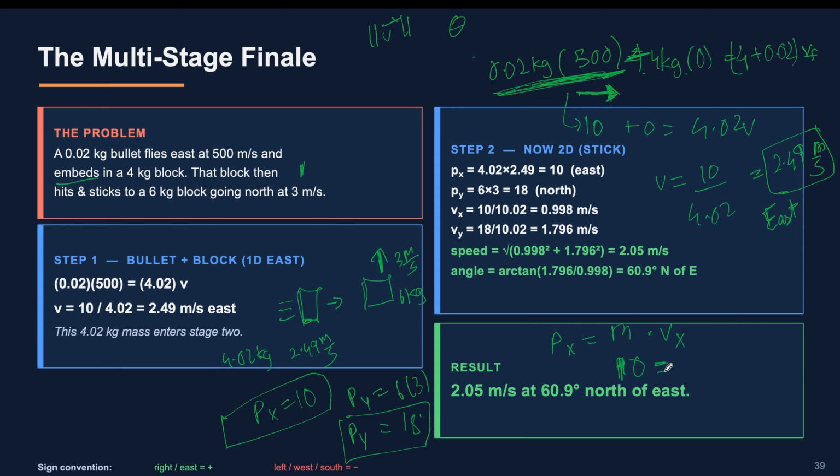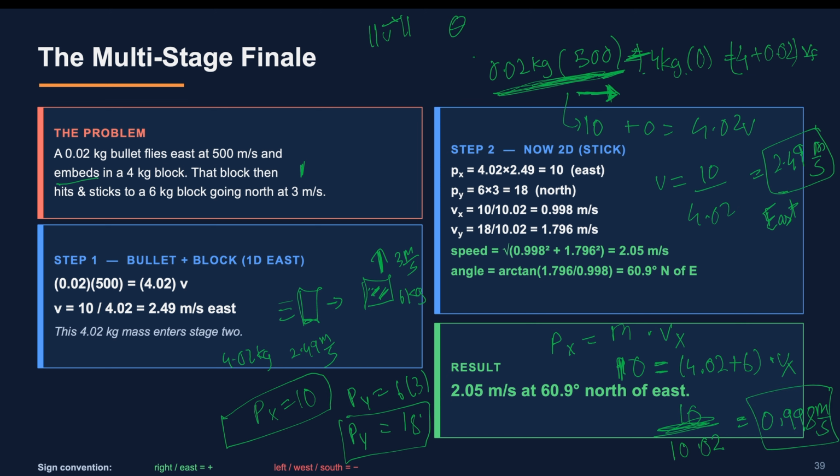mass, right? So the total mass here is what? It's 4.02 plus 6, right? Because now it's going to take up this block as well. And then that times the velocity x. So 10 divided by 10.02 is going to give you your velocity x, which should be about, let's see, 0.998 meters per second, all right?